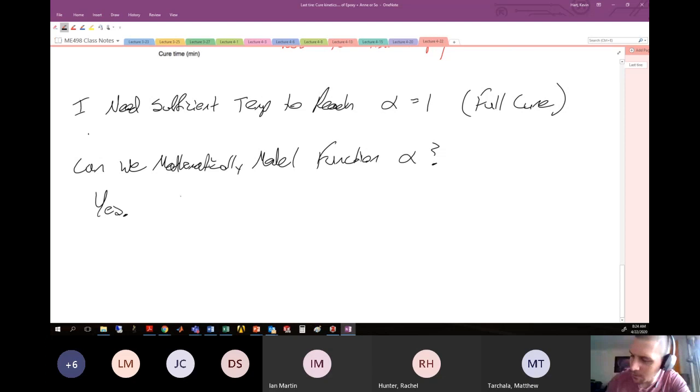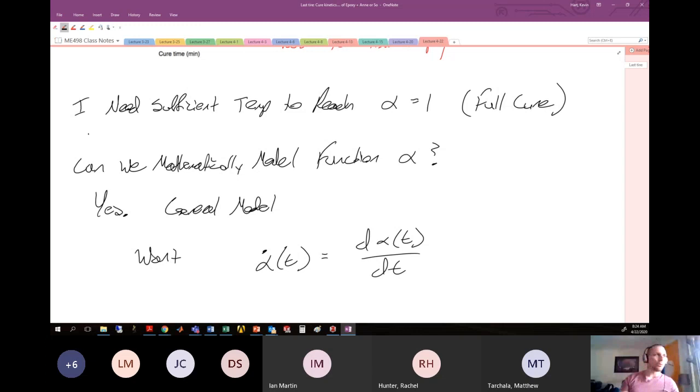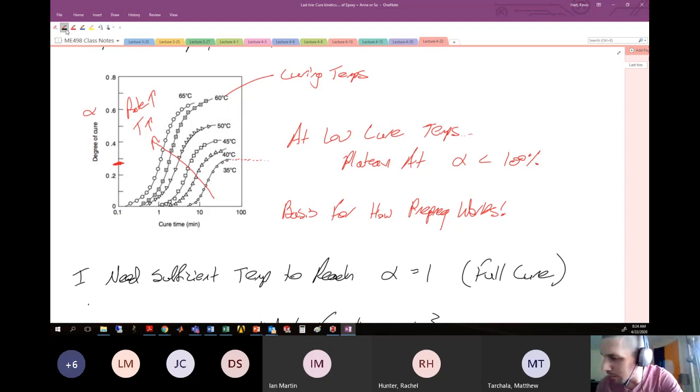The general model is something like, we want to know the rate of change of the degree of cure. So we want alpha dot as a function of t, which, remember, when we put the dot over something in dynamics, this is d alpha dt. This is the change in the degree of cure as a function of time. Now, how would we expect this to change over time? If I'm looking at this graph, I want to know the rate of change, that is the derivative of these lines, as a function of time. How fast am I achieving additional cure given the previous history?